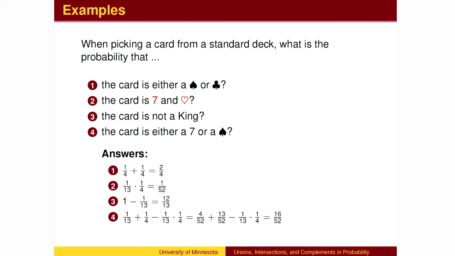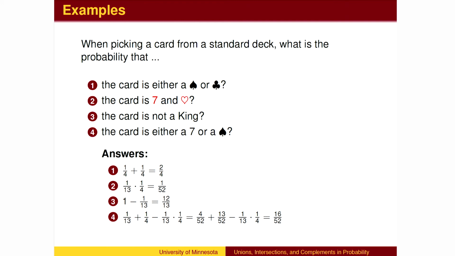There are 13 possible values, of which 7 is one of them. There are 4 possible suits, of which hearts is one of them. The word and means multiply, so we get the probability 1 out of 52. This makes sense because the 7 of hearts is one of the 52 cards in a deck. There are 13 ranks, of which king is one of the 13, so the other 12 ranks are not king.